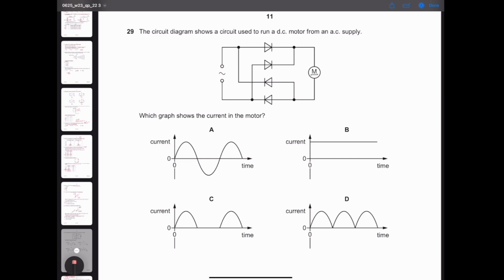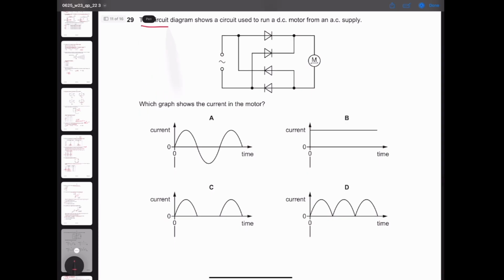Now, question number 29. The circuit diagram shows a circuit used to run a DC motor from an AC supply. So the input is AC, and we know that if the input is AC, with a positive cycle and a negative cycle, the AC graph looks like this, right? This is a general AC graph. Then they're asking which graph shows the current in the motor.